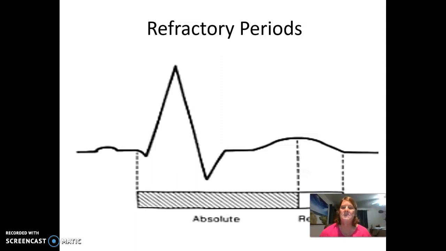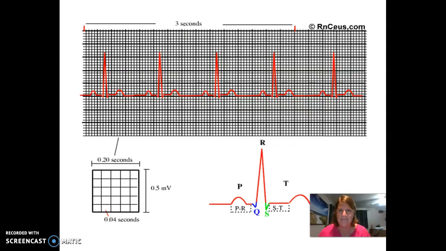And that's one of the reasons we say it is so important to measure that QT interval on a daily basis and see if it's lengthening. Because if this time span is lengthening, that relative refractory time is lengthening. And that means you're setting that patient up for the potential of having a potentially lethal arrhythmia.